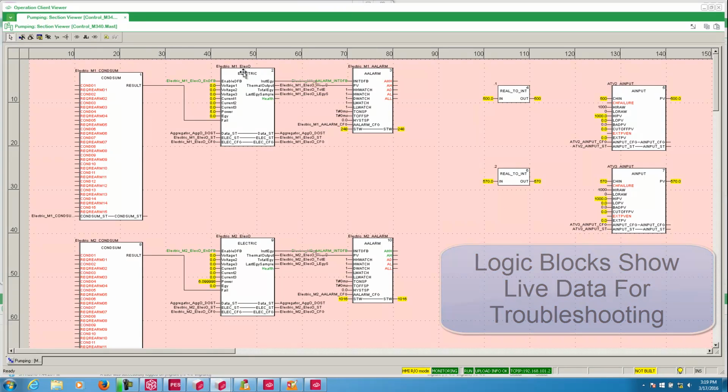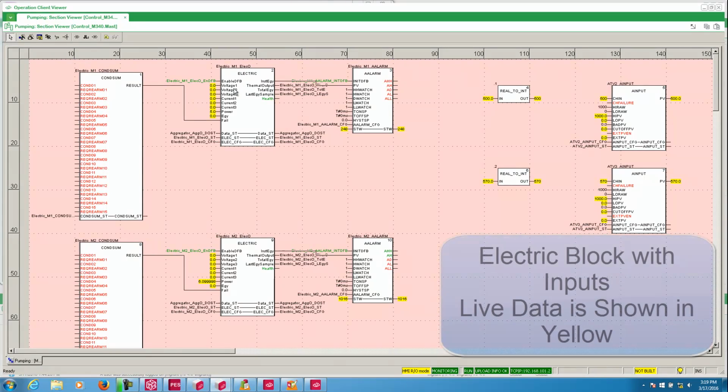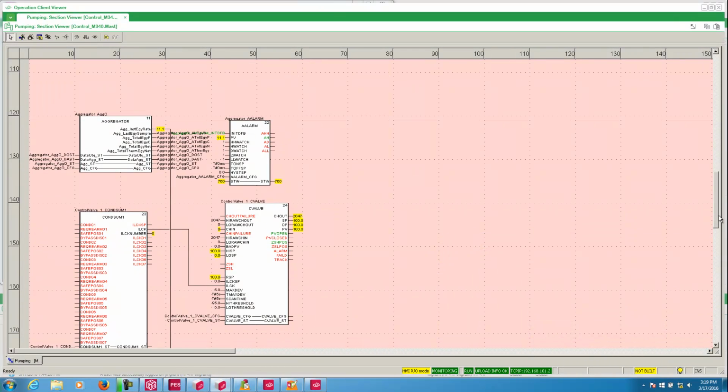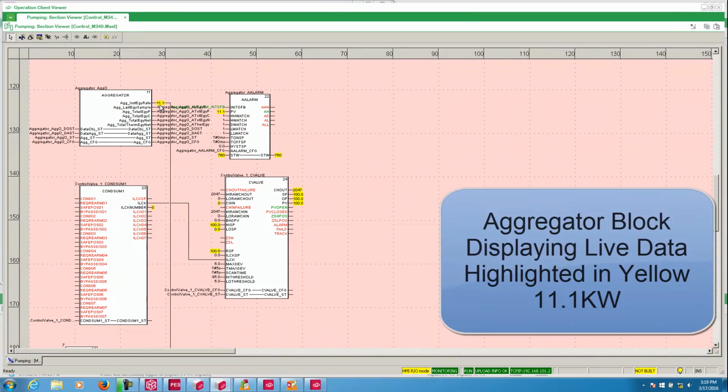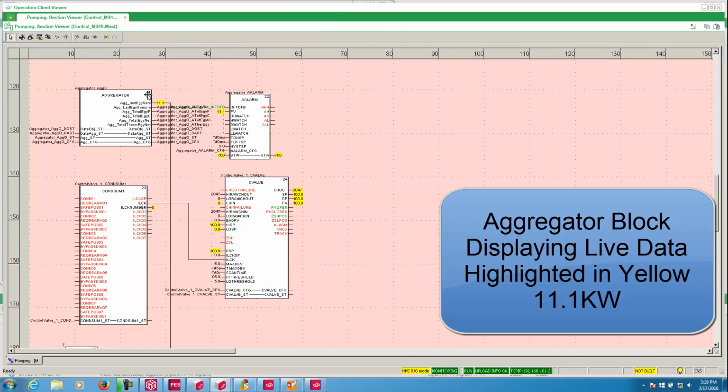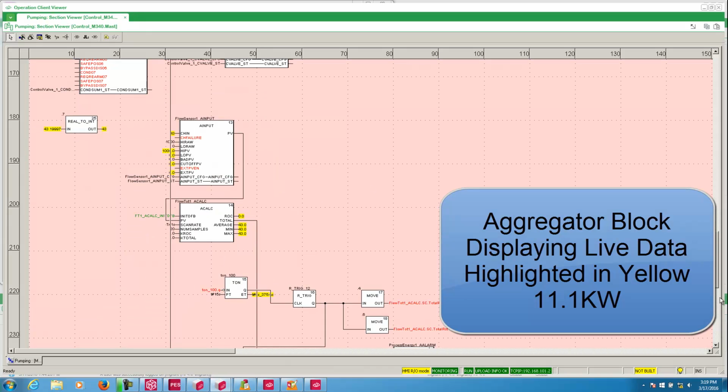Here we see the electric block that we talked about before, and the inputs are voltages and power. In this case is the primary input. This is the second motor. These are our analog inputs, and if we scroll down, we start to see the other application. We see the aggregator, and you remember a moment ago we see that we have 11.1 kilowatts. There's our reading of 11.1 kilowatts, and these are all real values happening in real time.